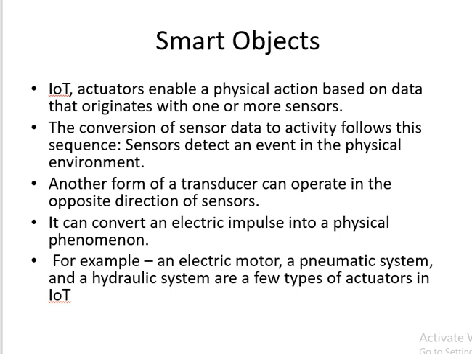So, IoT actuators enable a physical action based on data that originates with one or more sensors. The conversion of sensor data to activity flows follows this sequence. Sensors detect an event in the physical environment. Another form of a transducer can operate in the opposite direction of sensors. It can convert an electrical impulse into a physical phenomenon. For example, an electric motor, a pneumatic system, and a hydraulic system are a few types of actuators in IoT.